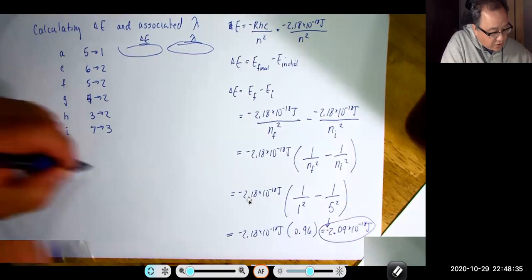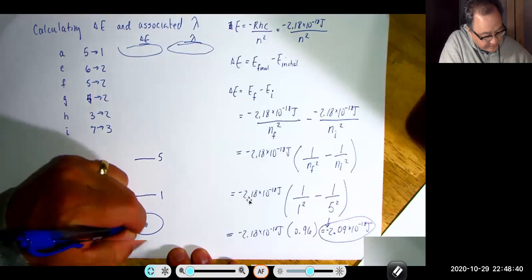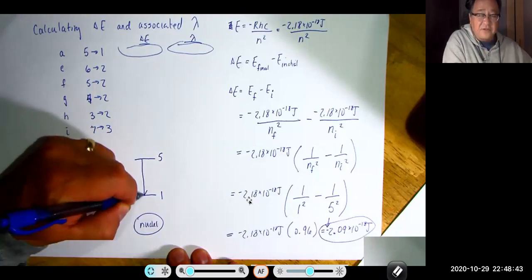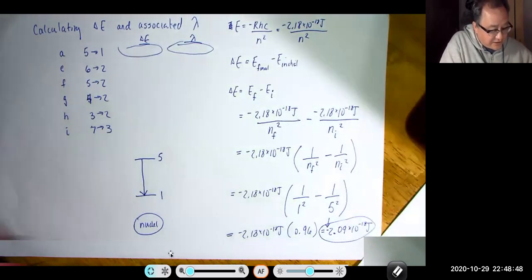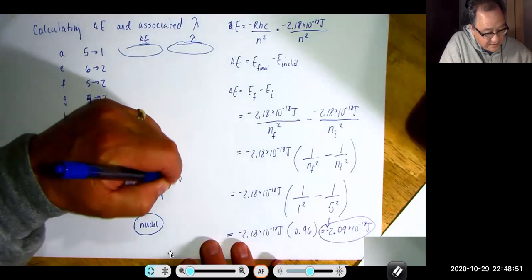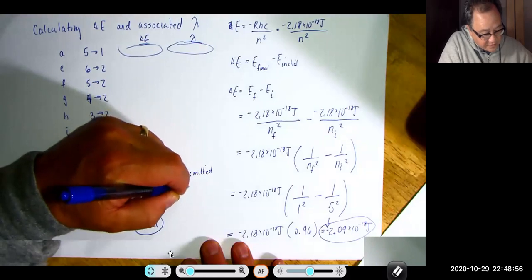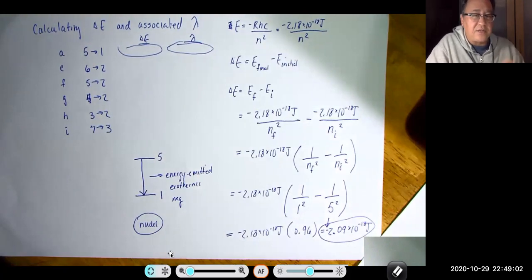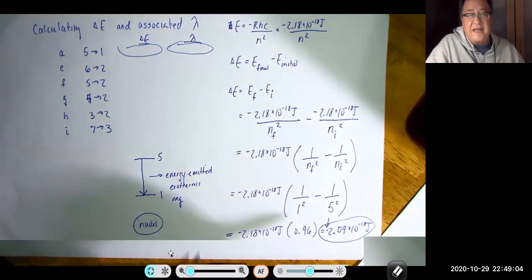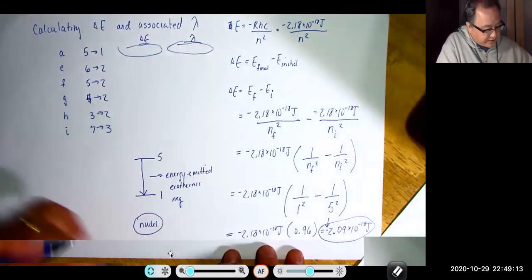Because when an electron goes from the 5th level to the 1st level, and here's the nucleus, when the electron drops from the 5th level to the 1st level, what's happening is energy is emitted. And that means it's exothermic, which means it should be negative. So contrary to what the document has, these answers should be negative. Not because it's negative energy, but because it's energy being released. Okay, so that's how you calculate the change in energy.